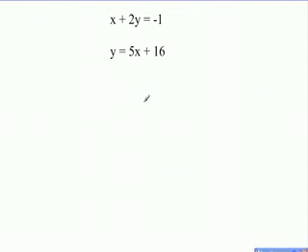This equation requires a little bit more work. Equal values is not the best method here, so we're going to use substitution. Well, if y equals this, 5x plus 16, wherever we see y, we can replace it with 5x plus 16. So we can take this and plug it in for y.